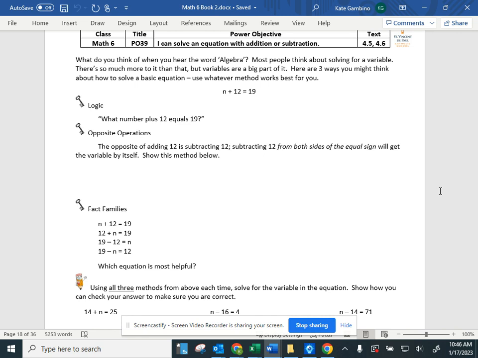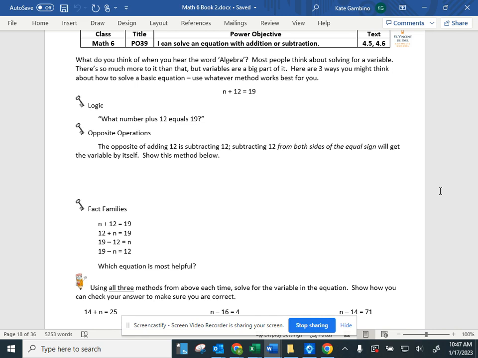So, big kid math. We are working with algebra. When you hear the word algebra, most people think about solving for a variable. We've got those letters mixed in there. There's so much more to it than that, but variables are a big part of it. Here are 3 ways you might think about how to solve a basic equation. And you're going to use the method that works for you. So I'm showing different ways to solve it, and I want you to use the way that works for you.